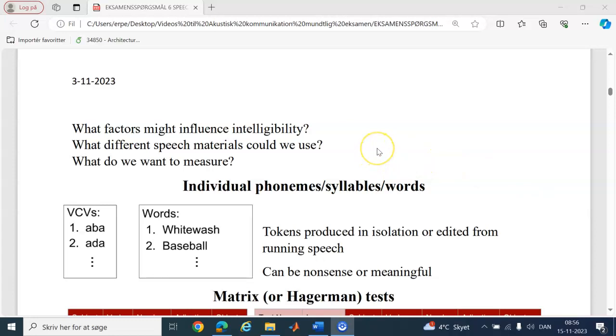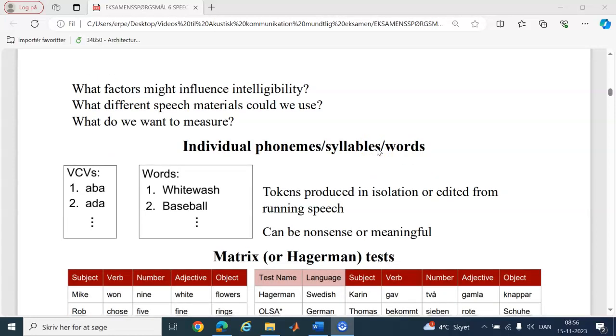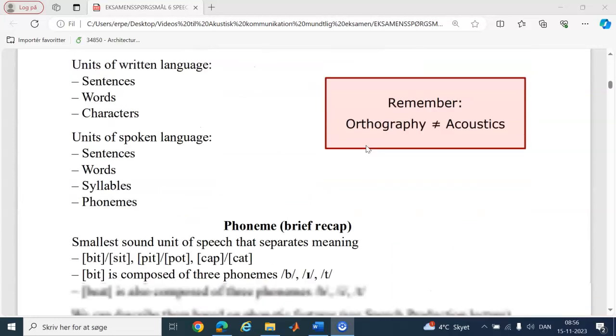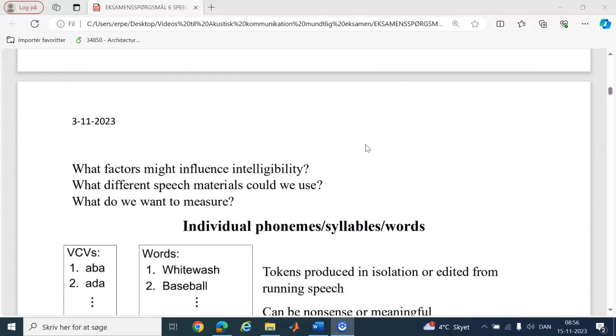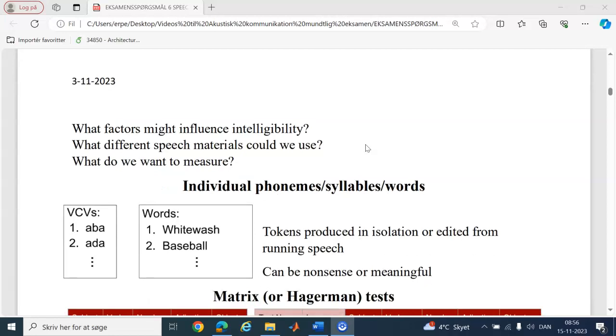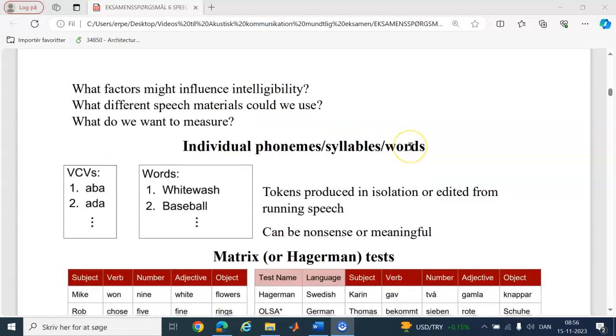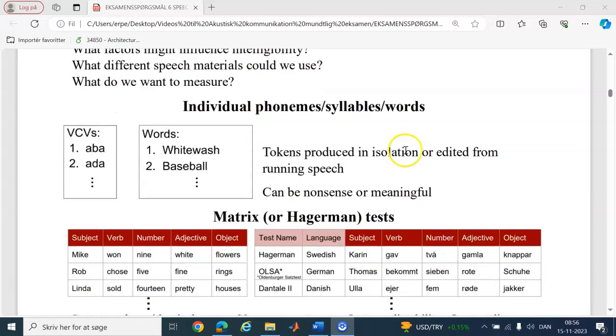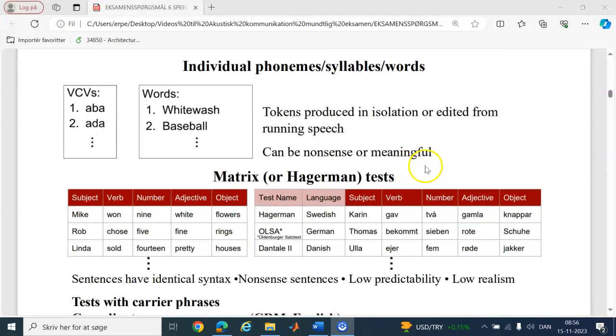What different speech material could we use? This is about the material. What do we want to measure? We can have individual phonemes, syllables, words, vowel, consonant, vowel, abba, ada, and so on. Words: whitewash, baseball, tokens produced in isolation or edited from running speech. They can be nonsense or meaningful.